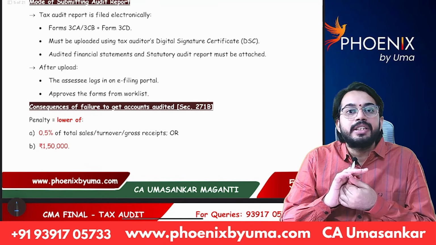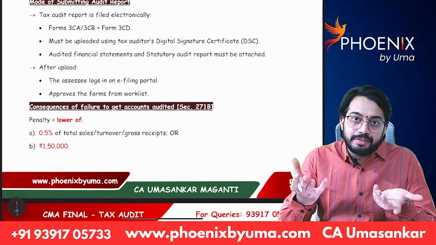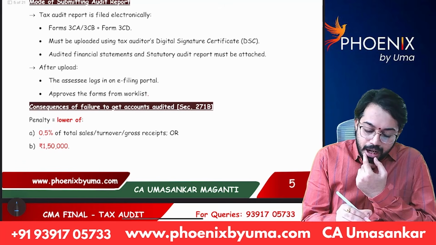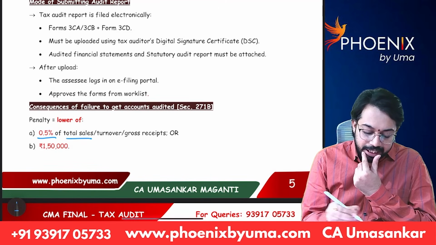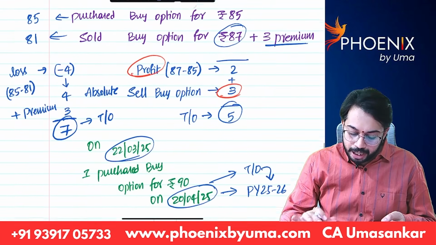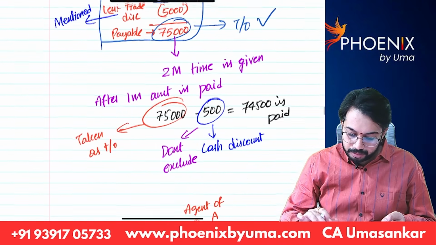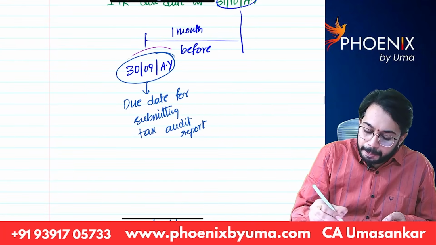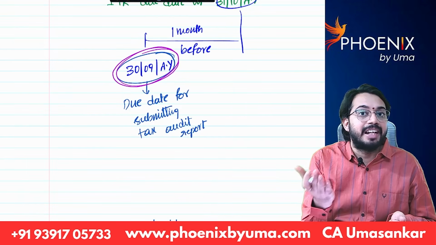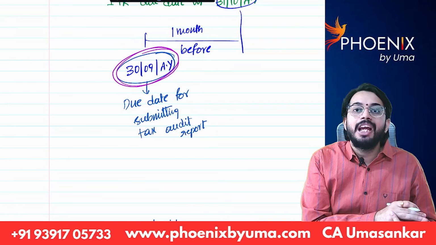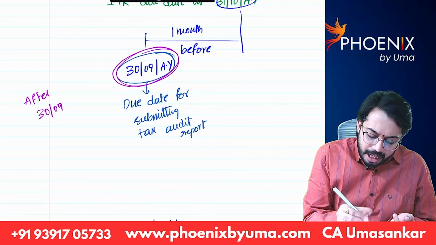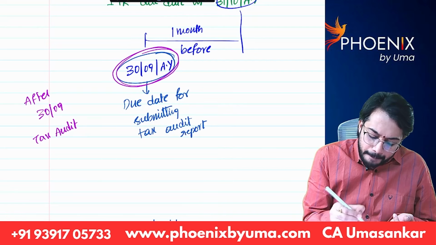Sir, you said tax audit is required to be done. If tax audit is not done, what is the consequence? If tax audit is not done, then a penalty will be levied. How much is the penalty? 0.5% of total sales, turnover or gross receipts, or 1,50,000, whichever is lower. Yesterday we discussed the due date for filing the tax audit report. The due date is 30th September of the assessment year. The current month is September, so 30th September is the last date for tax audits. If tax audit is done after 30th September, then a penalty will be levied.